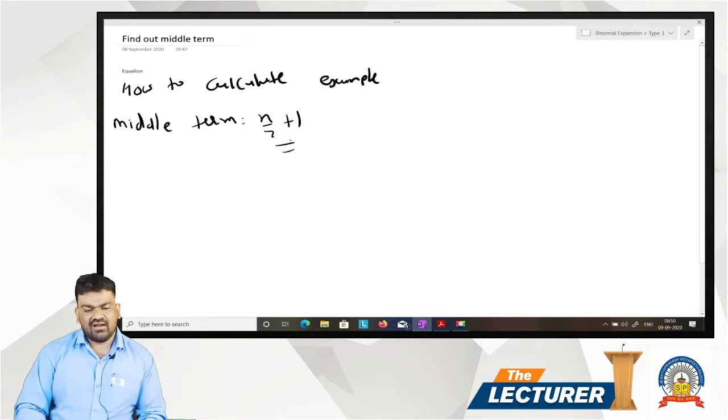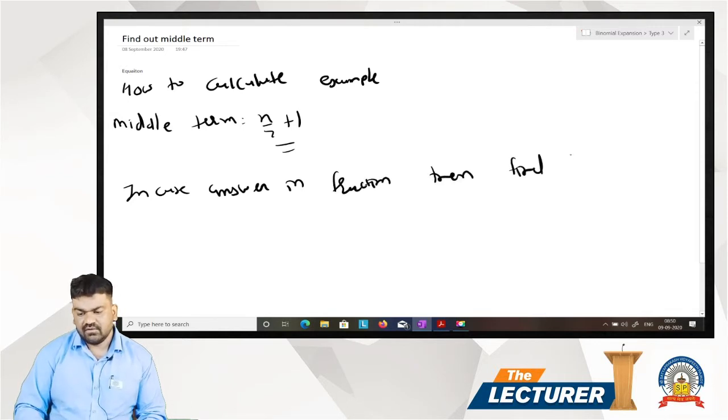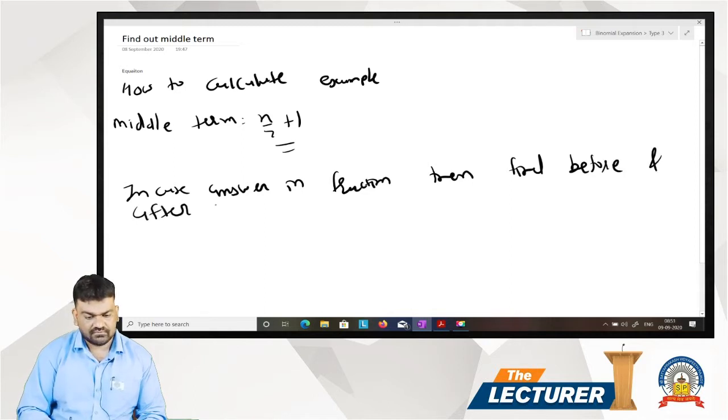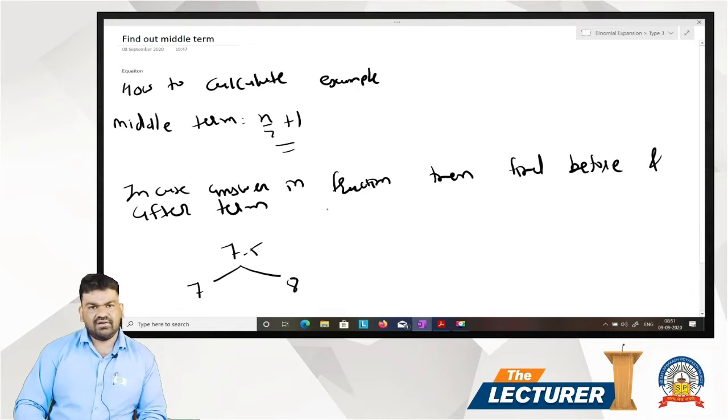ઇક્વેશન ઉપરથી આપણે ખ્યાલ આવશે કે કઈ ટર્મ ફાઇન્ડ કરવાની છે. ઇન કેસ આન્સર ઇન ફ્રેક્શન then find before and after term. Say for example આપણો આન્સર આવ્યો 7.5, તો 7.5 પહેલાની that is 7 અને 7.5 પછીની that is 8, એટલે કે 7th ટર્મ અને 8th ટર્મ આપણે ફાઇન્ડ કરવાની રહેશે. ઓકે, નેક્સ્ટ ફર્સ્ટ એક્ઝામ્પલ.